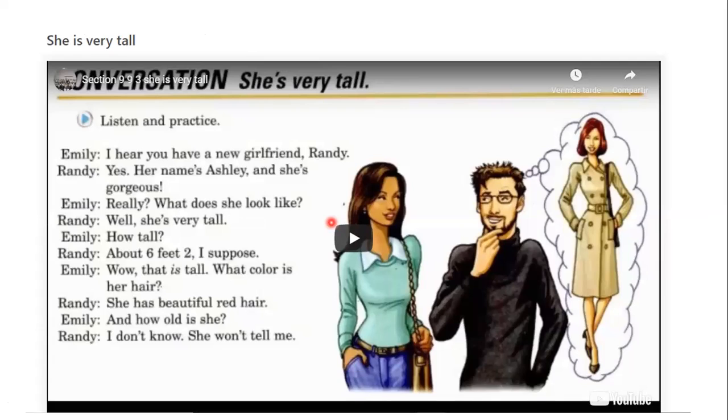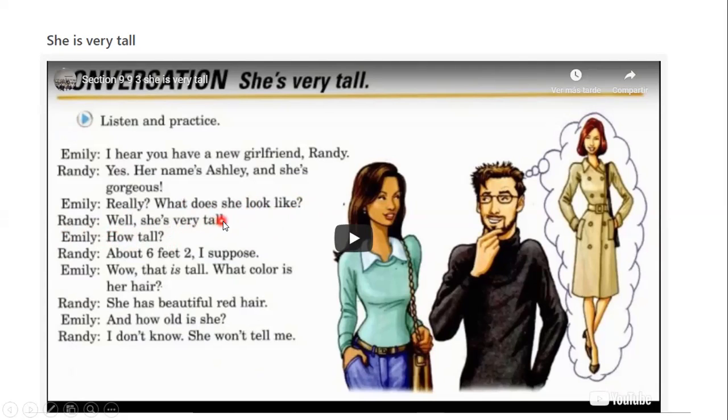Les quiero mostrar esta conversación donde tenemos algunos adjectives aplicados. For example, Emily, I hear you have a new girlfriend. Emily dice, ¿verdad? I hear you have a new girlfriend, Randy. Yes, her name's Ashley, es como que usted dijera her name is, pero aquí está la contraction. Her name's Ashley, and she's gorgeous. Really? Vea que gorgeous es un adjetivo. What does she look like? ¿Cómo se ve? Es como, describe la verdad. What does she look like? Entonces él comienza a usar adjectives for describing people.